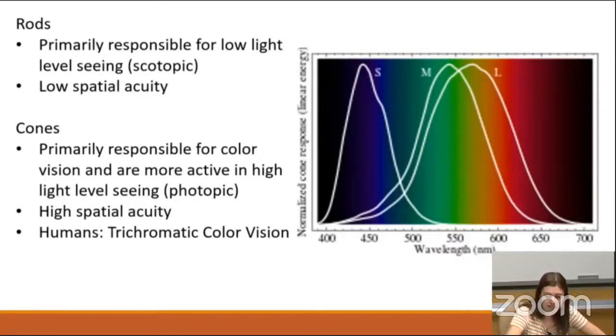There are 3 kinds of cones as well, the S, M, and L cones, and those are just responsible for seeing different colors or different wavelengths. So maybe if everything around you is blue, you're really just using your S cones, but you can have M cones and L cones for red and for green.